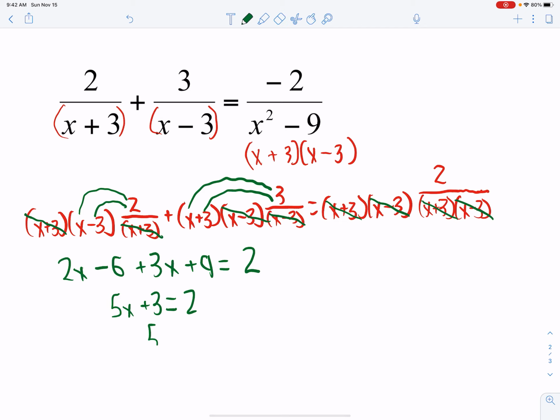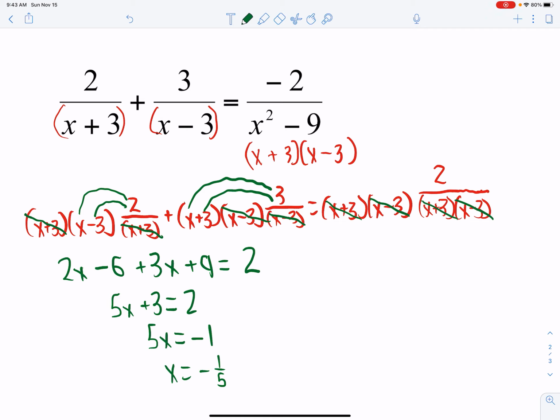Subtract 3 from both sides, and we have 5x equals negative 1. Divide both sides by 5, and we would have x equals negative 1/5, like so.